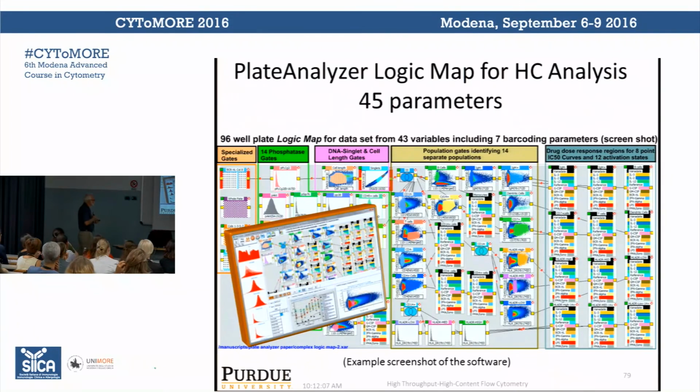This is one that Carmen's going to show you. It starts as a 500 megabyte file. It has about 45 parameters in it. And you can look at every property of every cell on the screen and click on it and find those properties for a lot of information. 14 phosphorylation states, 14 different populations of cells, and 12 activating molecules. And there's 8 concentrations of the staurosporin, which in this case was the molecule of interest, the drug of interest.